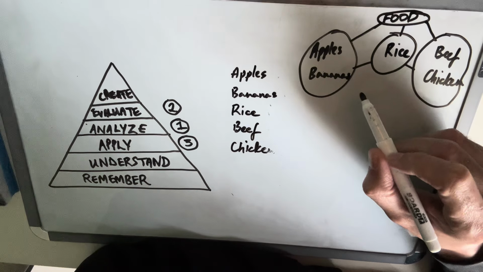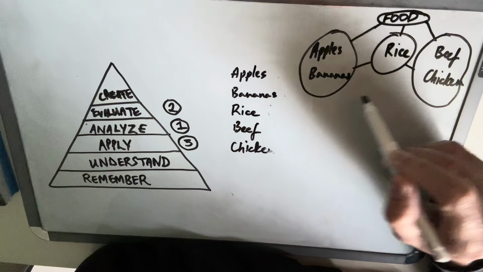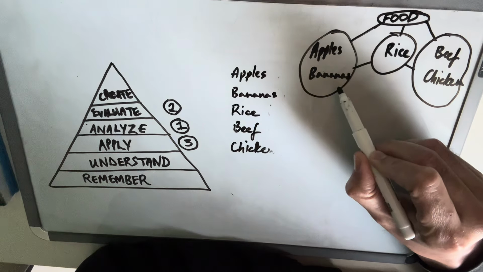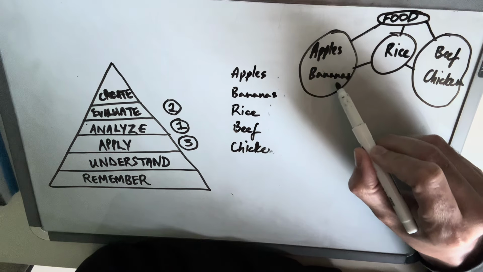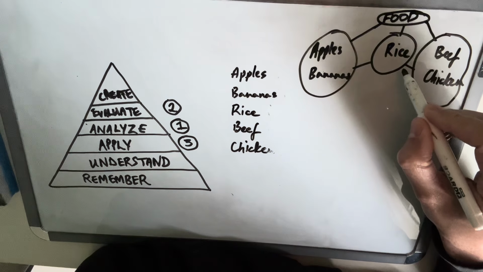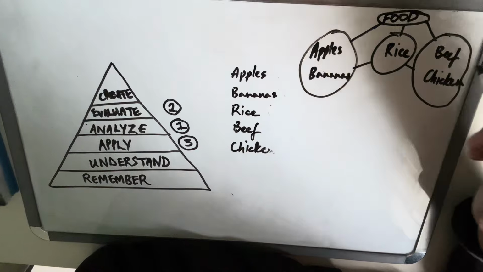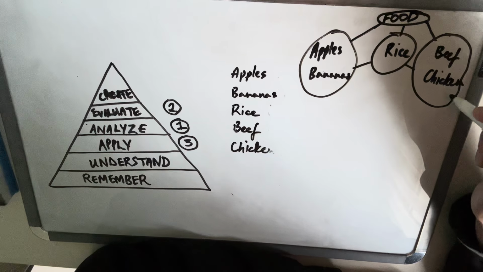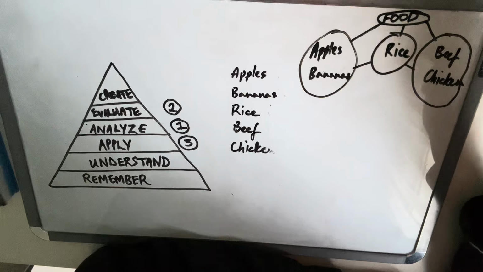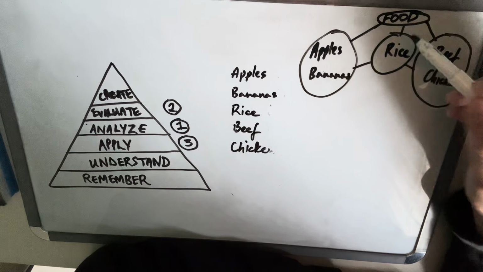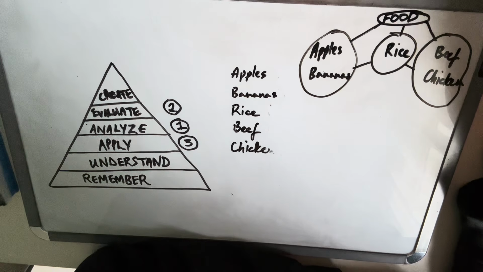So from this, you can see that we've already compared and contrasted. So we've seen that apples and bananas are similar to each other, so they make one group. And then the second group is rice on its own because it's a grain. And the third group is beef and chicken because they're proteins, basically meat. But everything falls under the bigger heading of food.